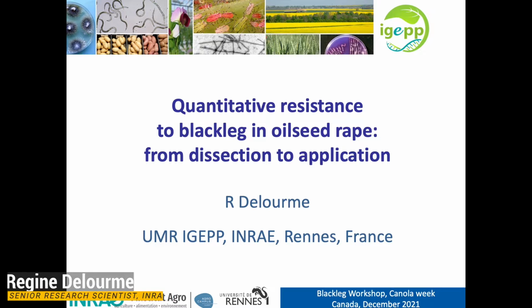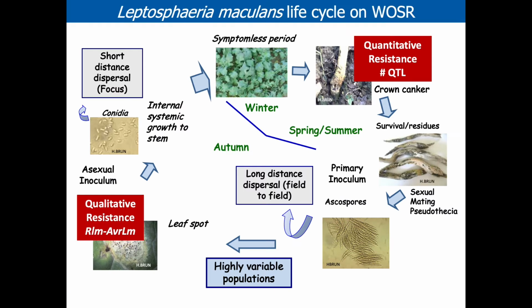I'll present here a summary of what has been done on quantitative resistance to blackleg in oilseed rape. As it has been presented, there are two types of resistance to control blackleg. These resistances operate at different stages of the fungus life cycle.